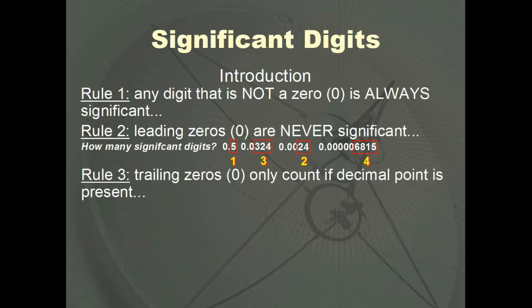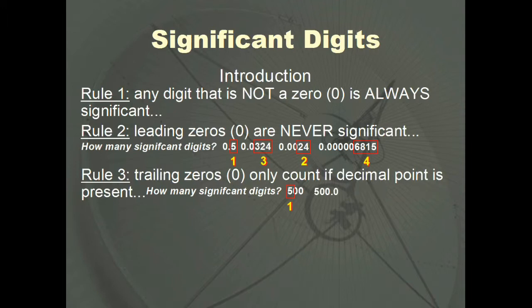Rule number 3. Trailing zeros only count if a decimal point is actually present. What does that mean? Well, let me explain. How many significant digits are in 500? Well, these trailing zeros would only count if there's a decimal point, but I don't see one. Hence, 500 has only one significant digit.